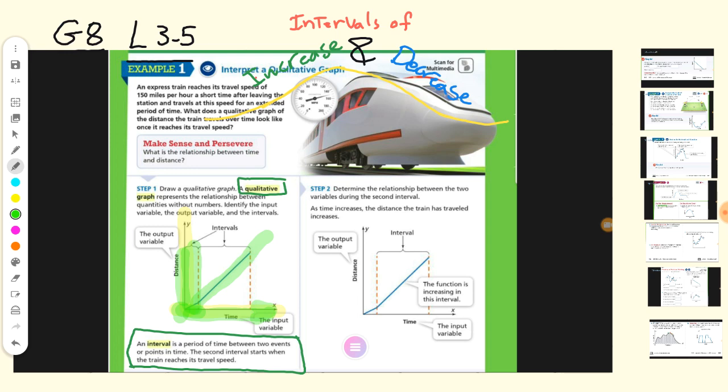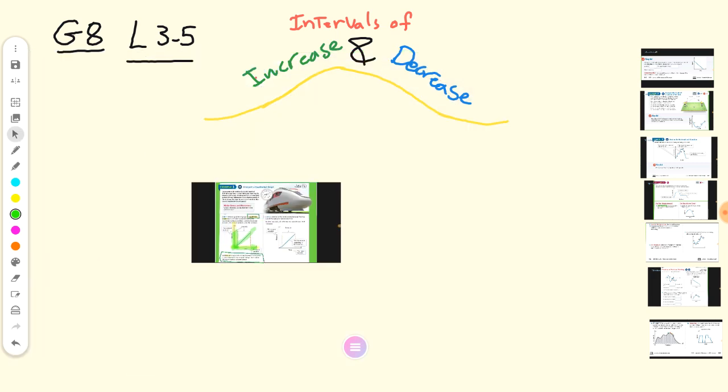What do we call it? Increase. So in this period of time, the speed of the train is increased, and the distance increased. Because the speed is increased, the distance is increased too. Okay? So this is how we can read a graph only by looking at it. So if I found x increased and y increased at the same time, it's called increase of the function.